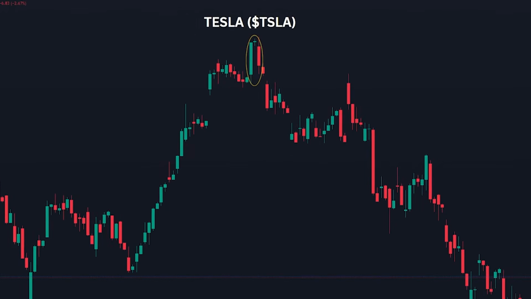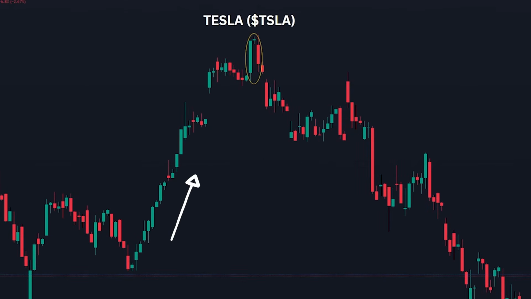We see the Tesla stock prices trading in an uptrend initially, and after the highlighted formation of the Evening Star pattern, we can see the trend reverses and the prices start selling off quickly.